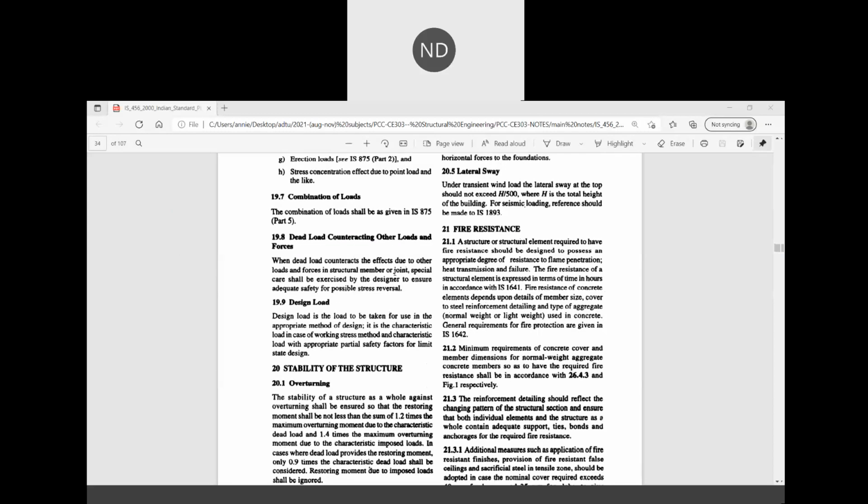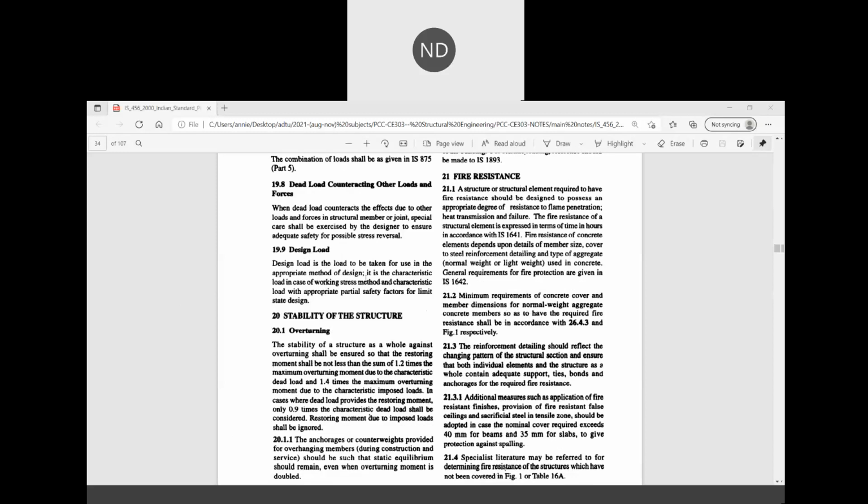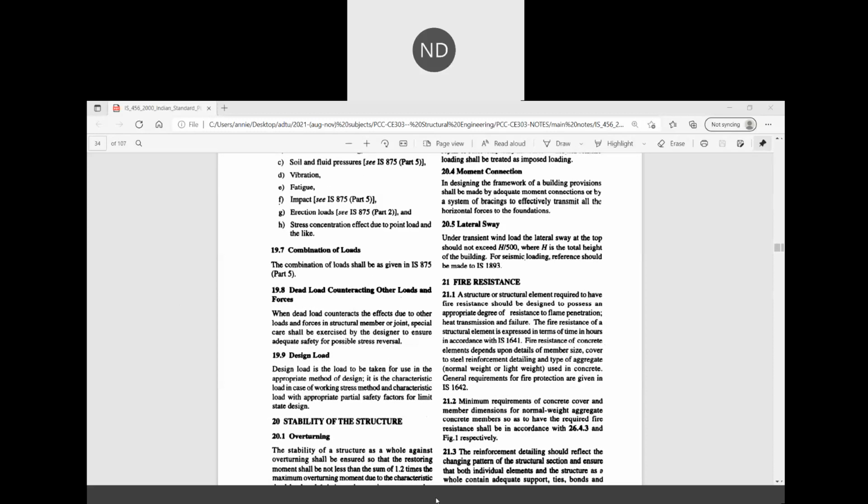Now comes your combination of loading. Dead load counteracting other loads and forces: dead load counters the effect due to other loads and forces in such a member or joint. Special care should be exercised by the designer to ensure adequate safety. These are simple safety measures which you should take. So here was about the dead loads, live loads, wind loads, which we discussed in fourth semester. Then earthquake loads depend upon the seismic hazard parameters. Each building or structure is assigned a seismic group of design. These things you know.